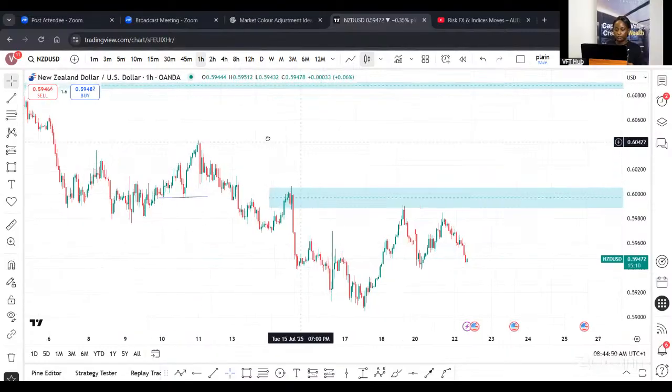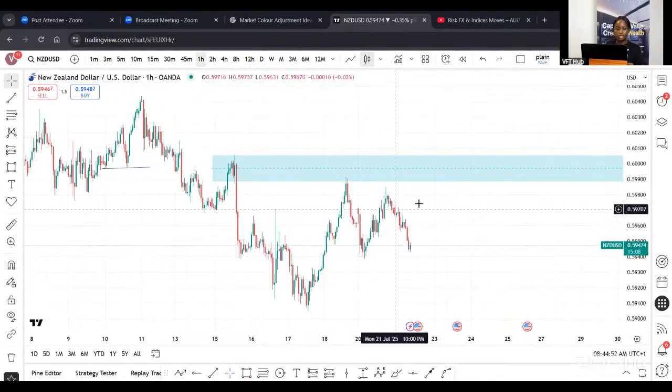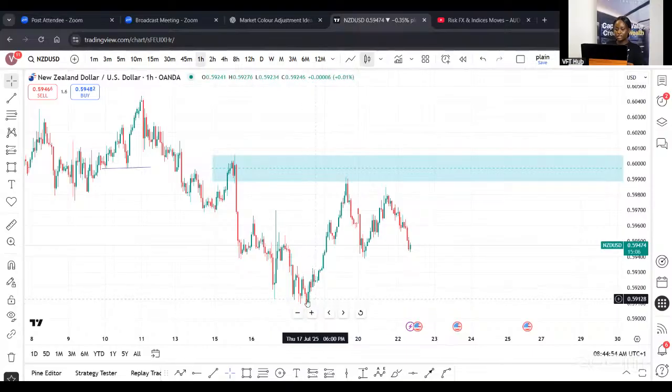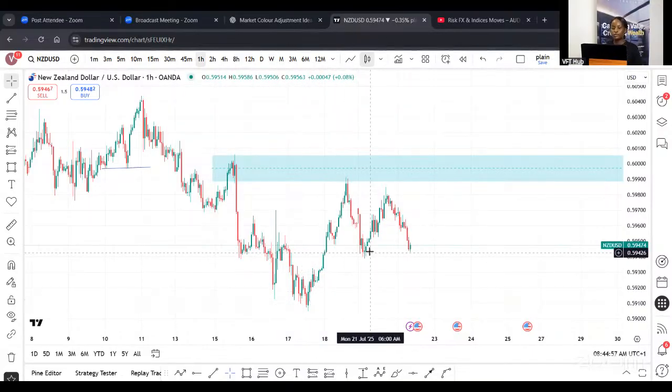So right here, I want to sell NZD USD till it gets into this particular level. And if price breaks below, then we're seeing more downward moves for this asset class. If not, then we know the reverse is the case. It is always important to be flexible in the market.